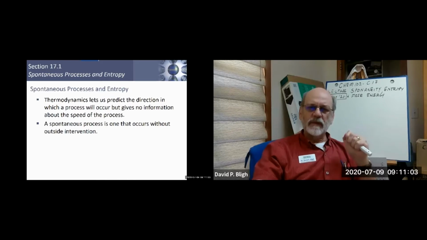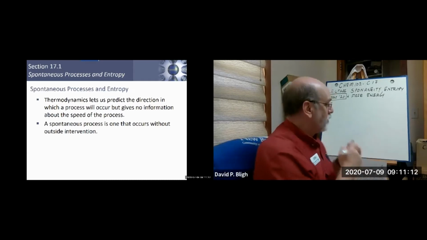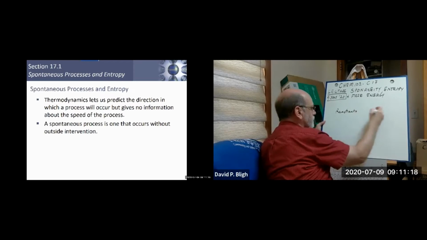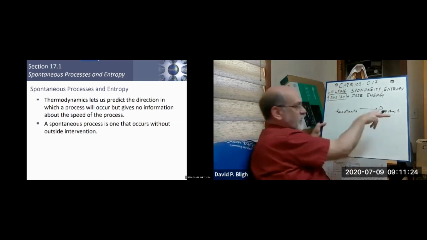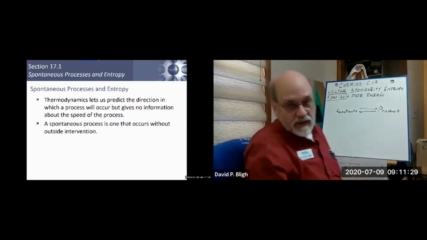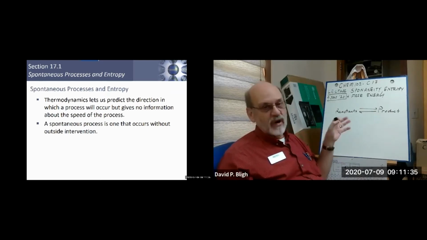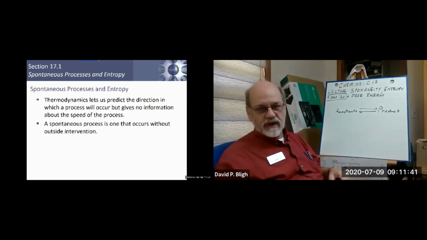So as we said before, the study of thermodynamics allows us to predict whether the reaction is spontaneous in the forward direction, or whether it would be spontaneous the other way. Because if it's spontaneous in one direction, it's non-spontaneous in the other. It can't be both. And of course, you'll notice those double arrows indicate an equilibrium situation.